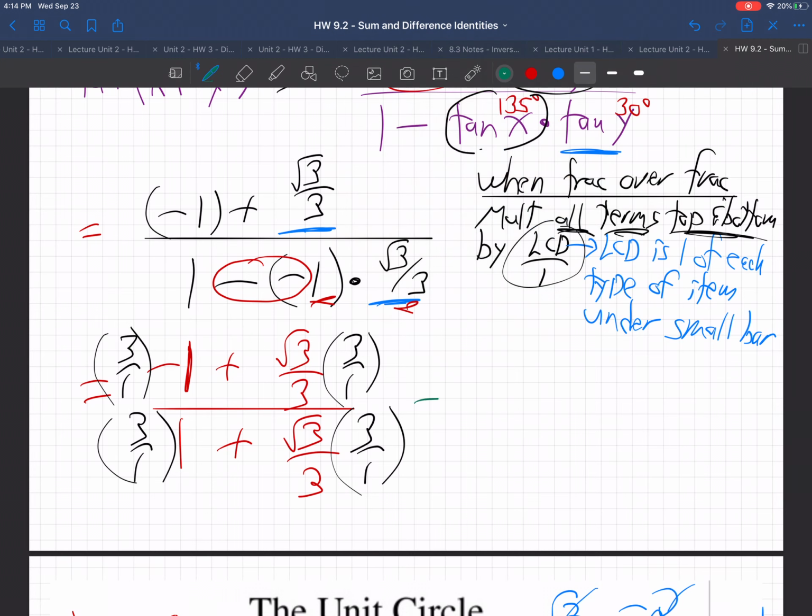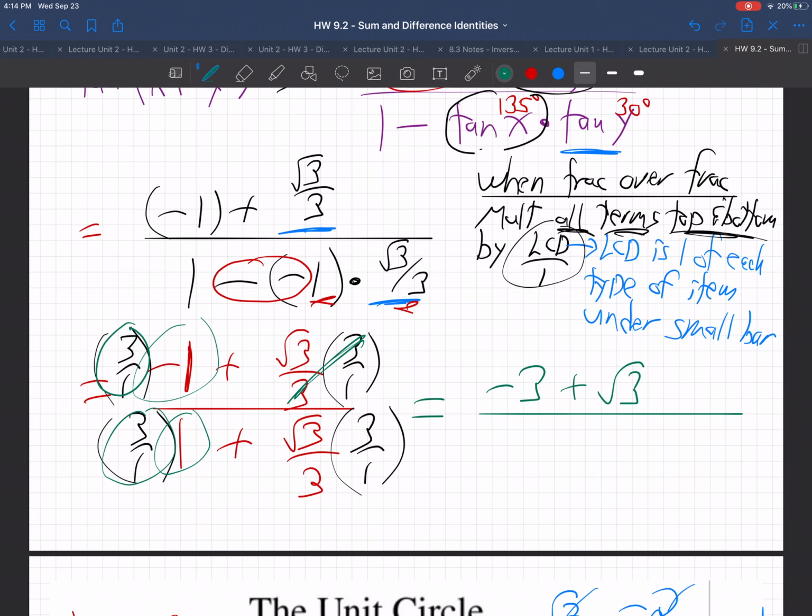Okay, so where are we now? Well, we're almost done here. So this is going to be 3 over 1 is just 3 times negative 1 is just negative 3, right? And here, these 3s cancel. That's why we did it. We wanted to get rid of that fraction over fraction. And this, again, 3 over 1 is just 3 times 1 is just 3. Plus, these guys cancel. Root 3 over 1 is just root 3, right? We don't leave 1s in the denominator. That doesn't do anything, right? So we ignore those, and there's our answer. That's as simplified as it's going to get.